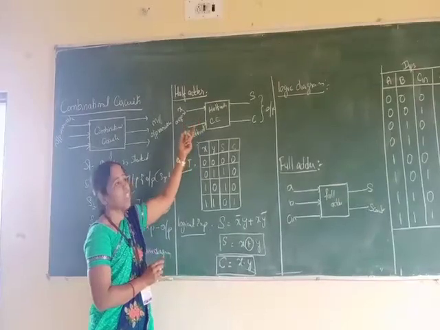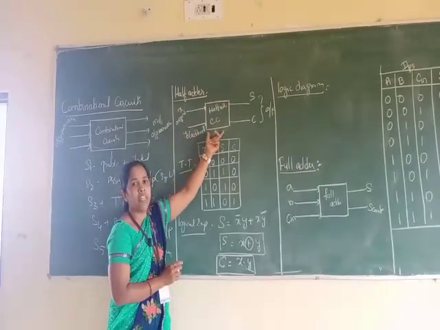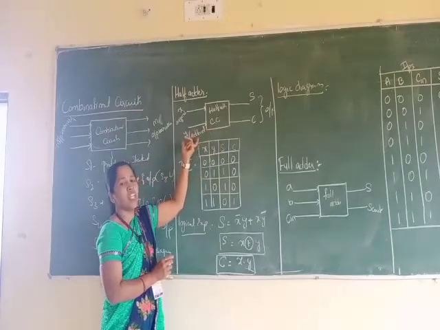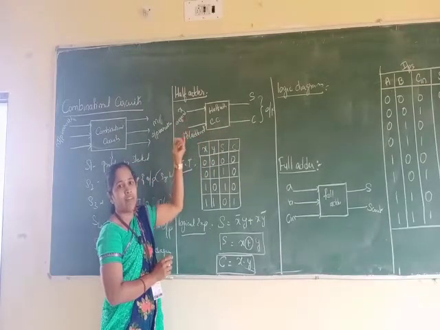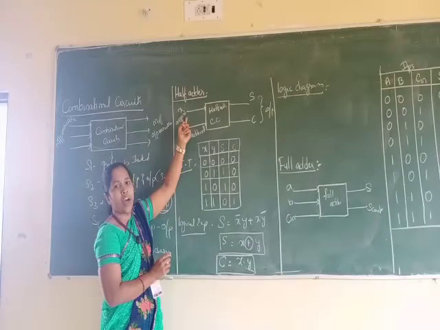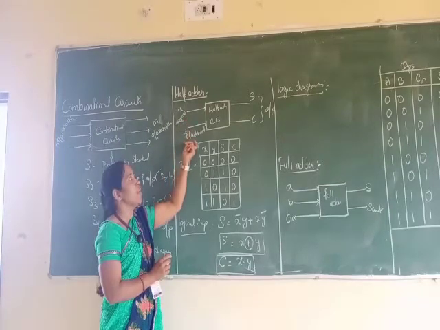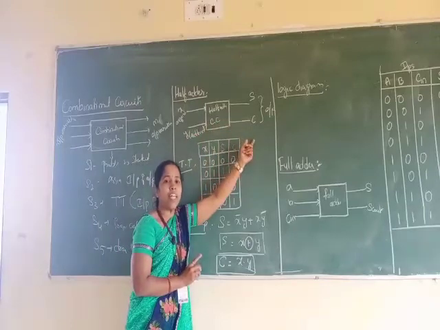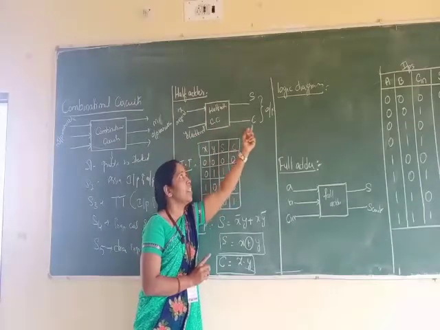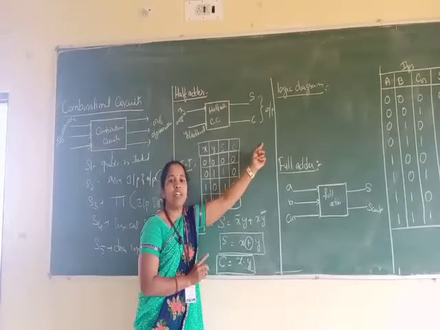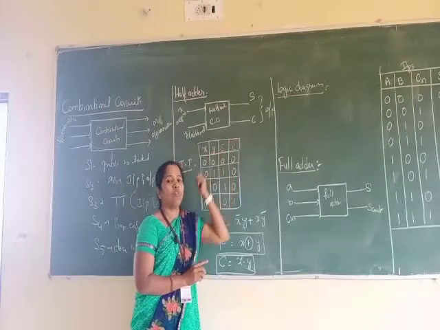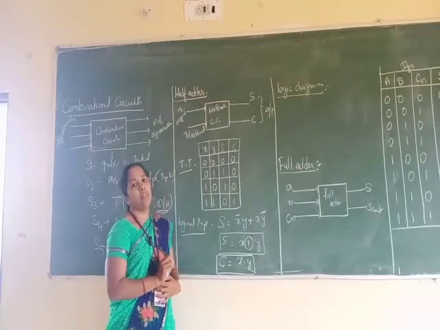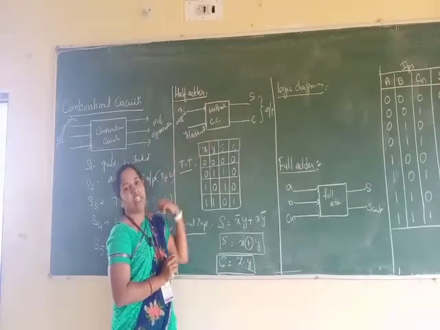So what is a half adder? A half adder is a combinational circuit which takes two input variables x and y. x is known as the augend and y is known as the addend. It generates two output variables, s and c. S stands for sum and c stands for carry. It is used to perform binary arithmetic addition of two variables. That is the definition we can give.